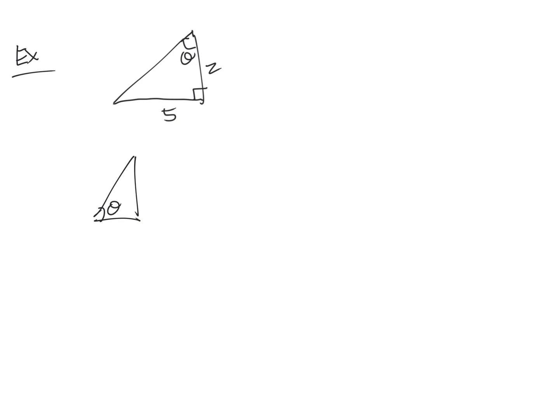So I'm rewriting this so that my angle is on the bottom, and the side between the angle and the right angle, my angle theta and right angle, is 2. Then 5 is the other one.